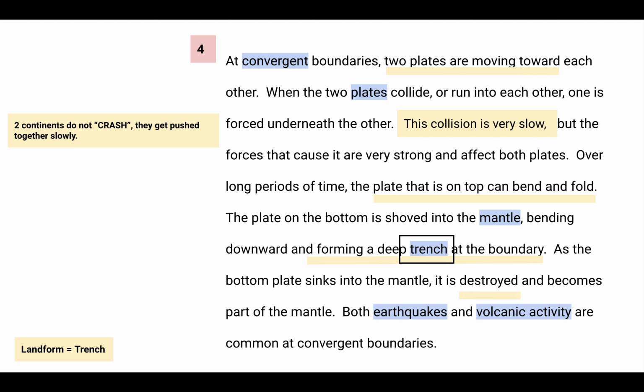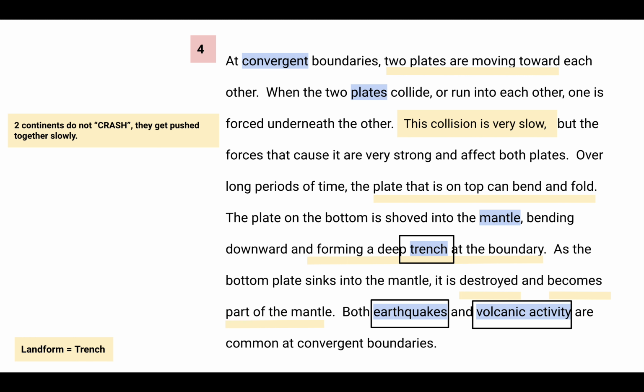Okay, so again, as the bottom plate sinks into the mantle, it's destroyed. It breaks apart. It's mixed in with the soft, solid rock, the magma that's underneath the Earth's outer layer. And so it starts to break down. It is destroyed, and it actually becomes part of the mantle. And then both earthquakes and volcanic activity are common at convergent plate boundaries. Good to know, very important to know.